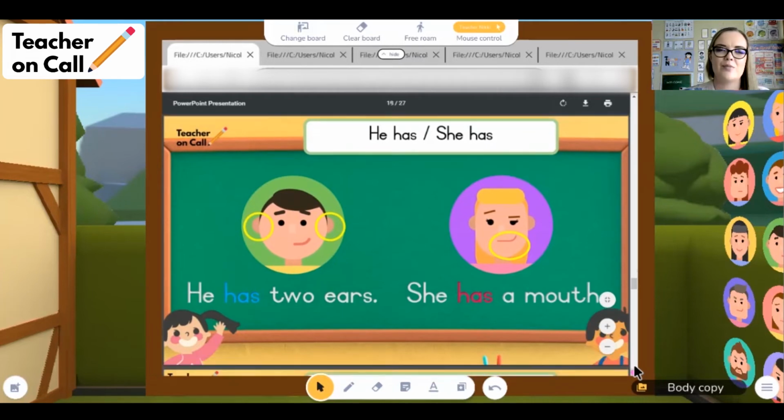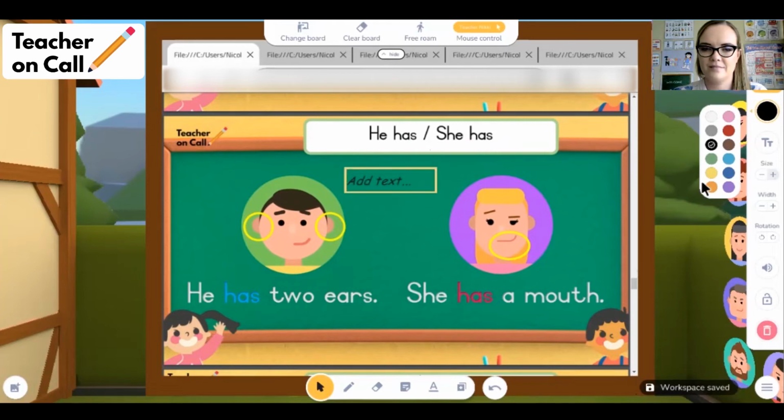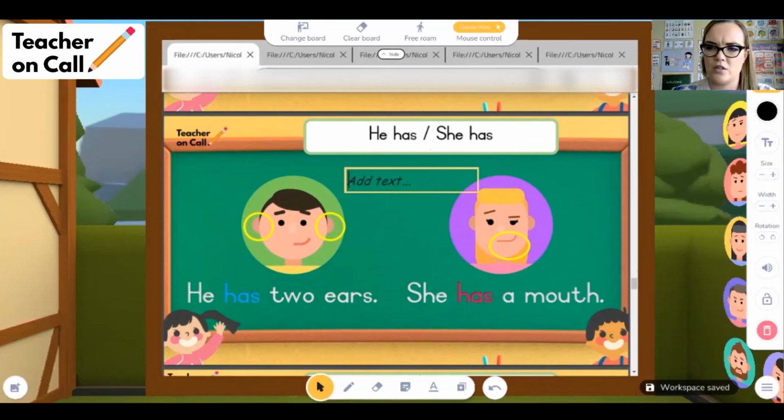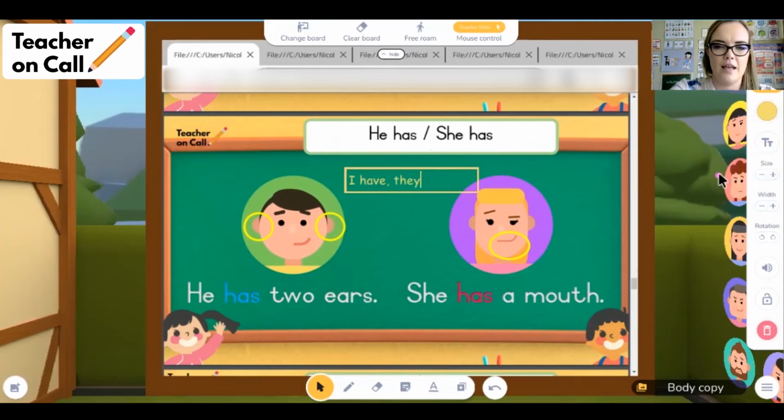Okay, now we're going to practice he has and she has. So be careful. We say, I have, they have, we have. I have, they have, we have, and you have. That's when we use have.